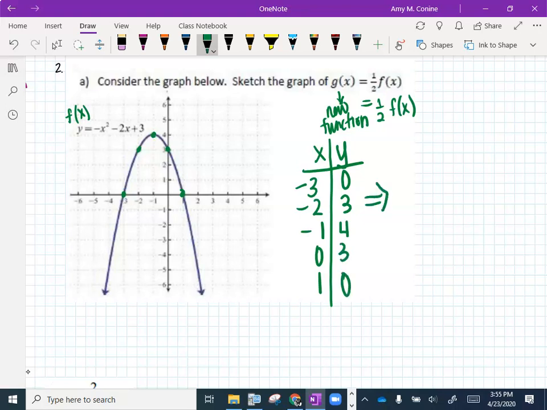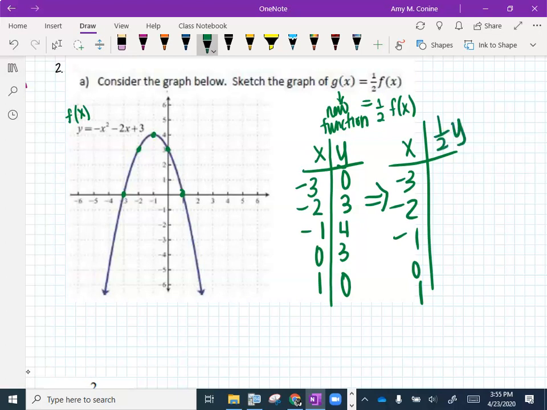But that's the original function. Now our new function, using the same x values, needs to be half of what it is. So this is our original, and this is going to be our new. We know that half of 0 is 0, half of 3 is 3/2, half of 4 is 2, half of 3 is 3/2, and half of 0 is 0.